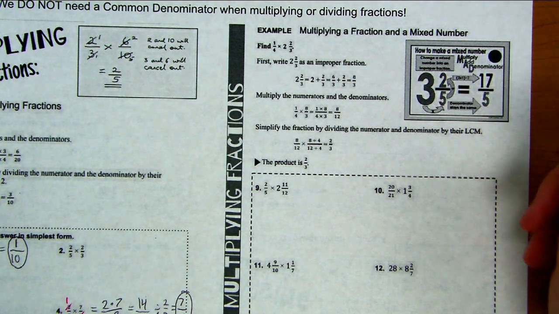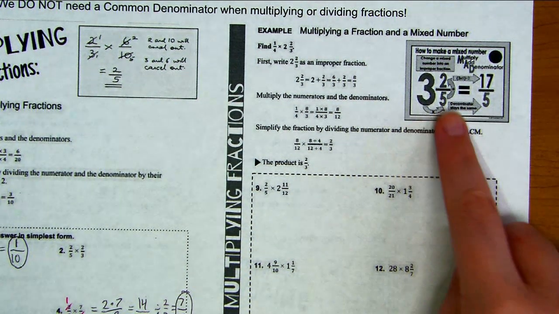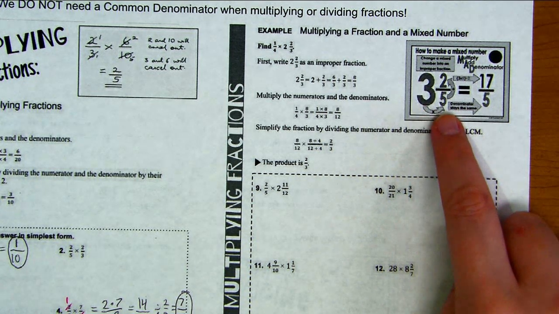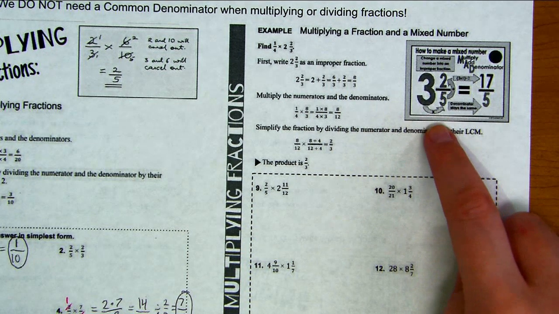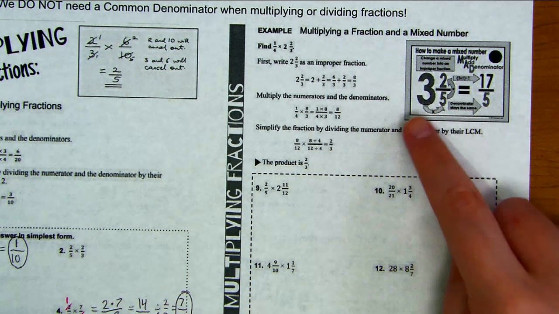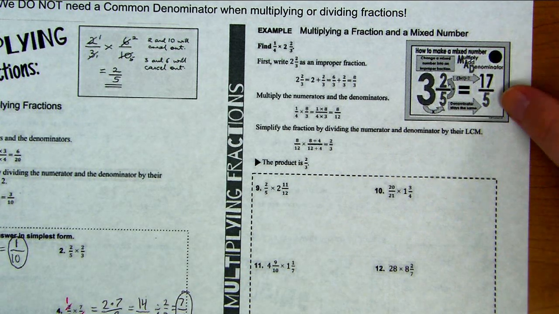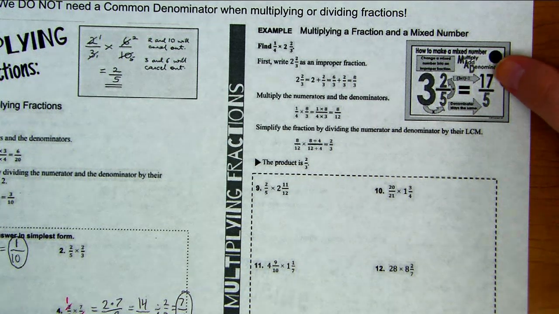So for example, 3 and 2/5, we would multiply the whole number times the denominator, so 3 times 5, and then we add whatever is in the numerator to that. So 15 plus 2 is 17. Our denominator will stay the same. So this 3 and 2/5 will become 17 over 5. Once it's in this form, then we could go ahead and do our multiplication.